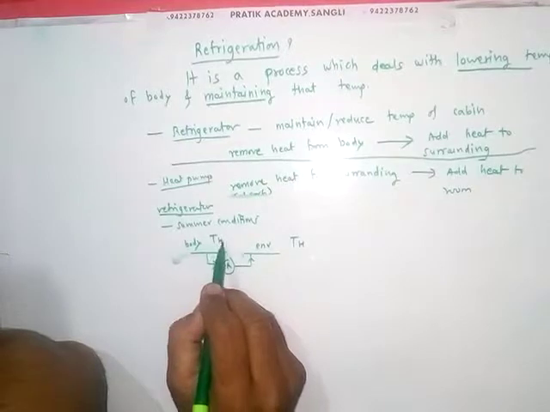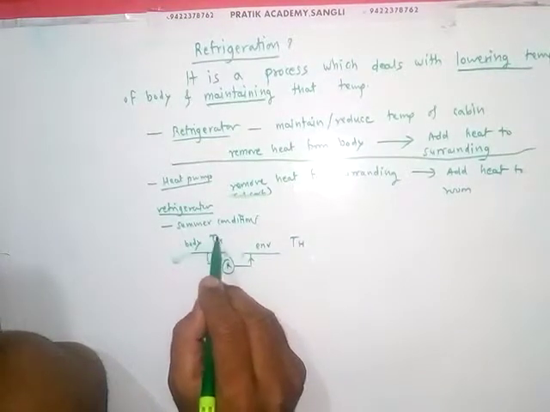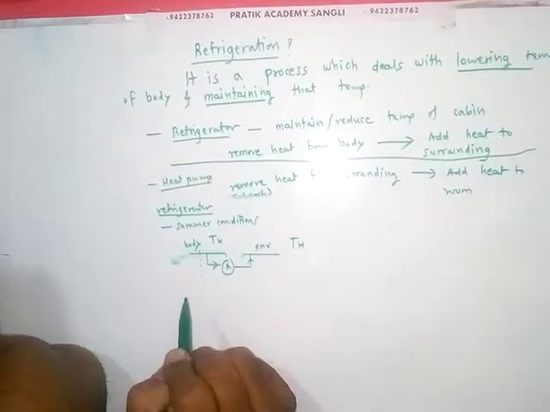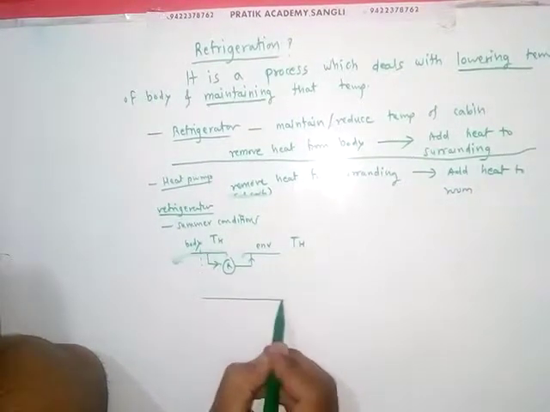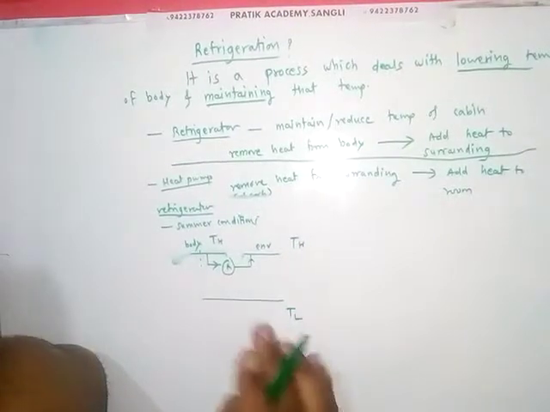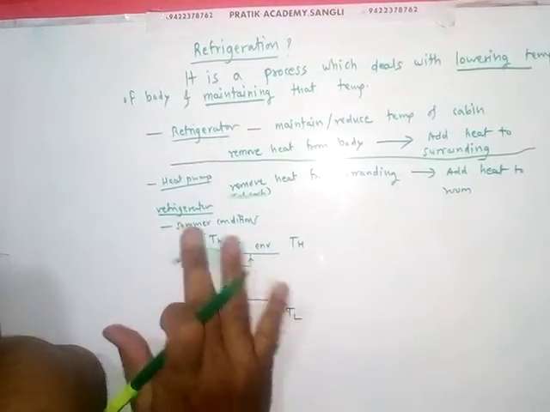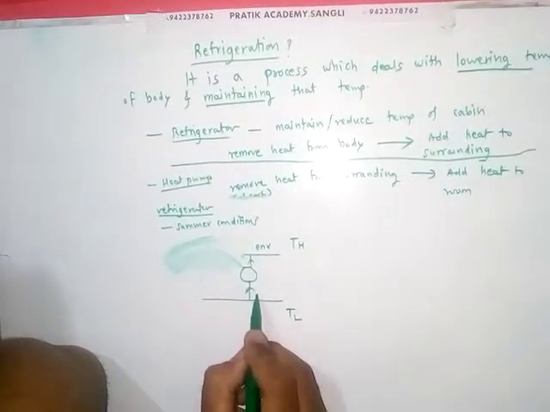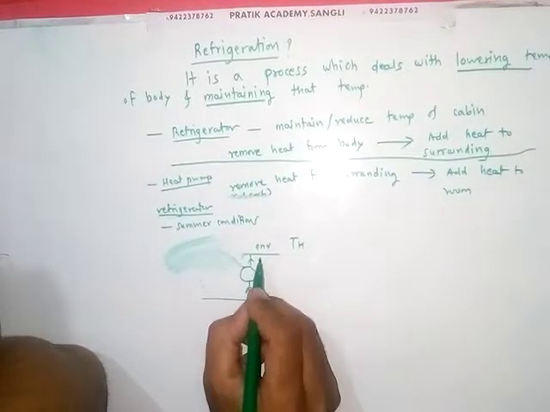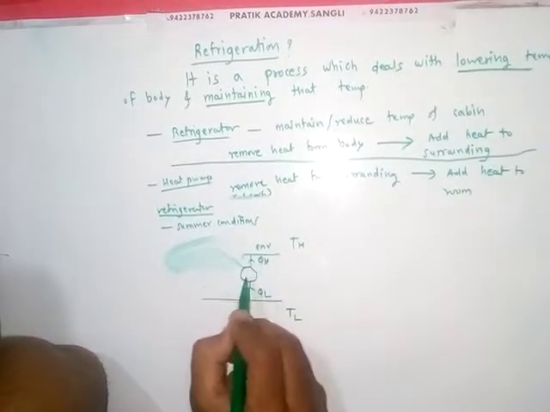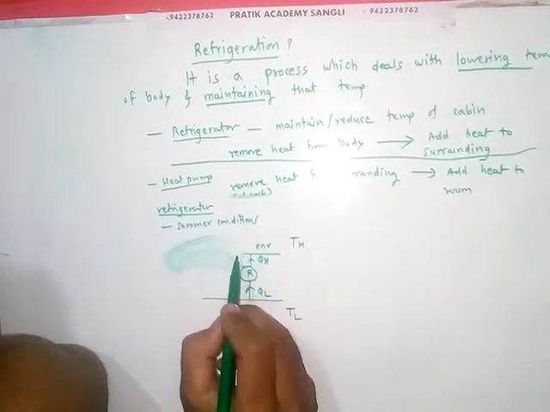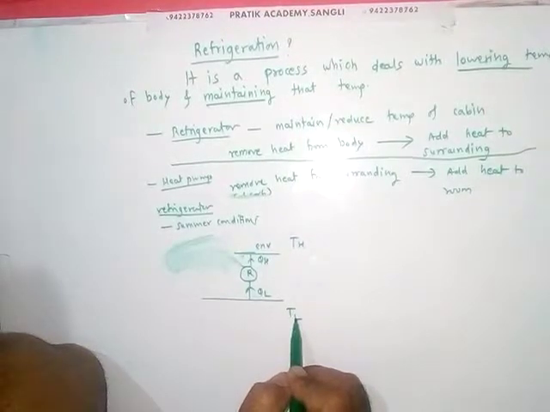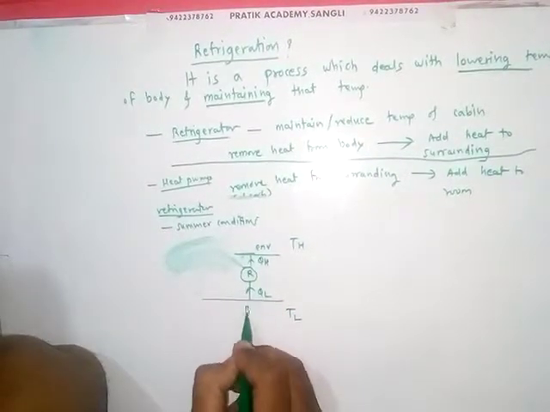As we remove heat from the body, the temperature of the body starts to decrease and it will attain some lower temperature, TL. Then our diagram changes to here, TL. Heat QL is removed, and at the higher temperature, QH is the heat added by the refrigerator. Here we are removing heat, so the temperature is continuously decreasing. This is the body.